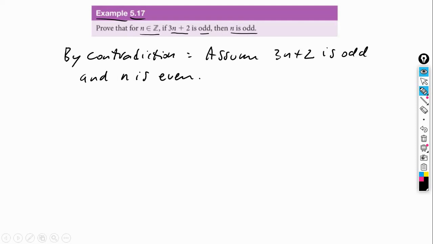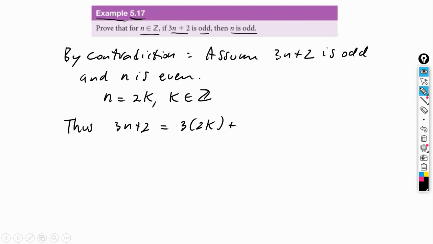Now, since n is even, it can be written in the form 2 times k for some integer k. Thus, 3n plus 2 is going to equal 3 times 2k plus 2. But notice that we can rewrite this as 2 times 3k plus 1. Therefore, 3n plus 2 is even. And this is a contradiction.